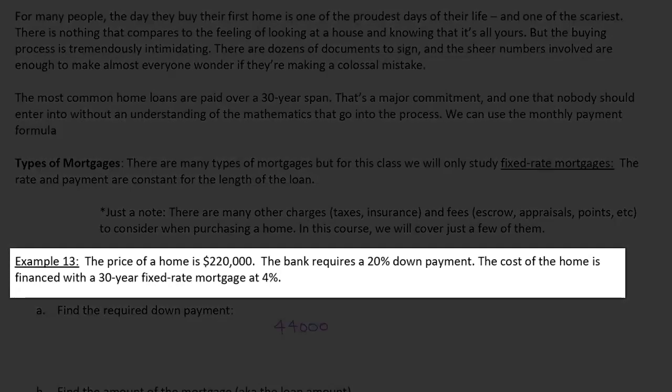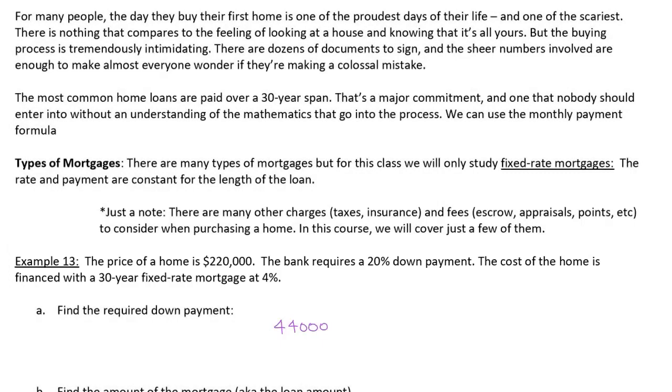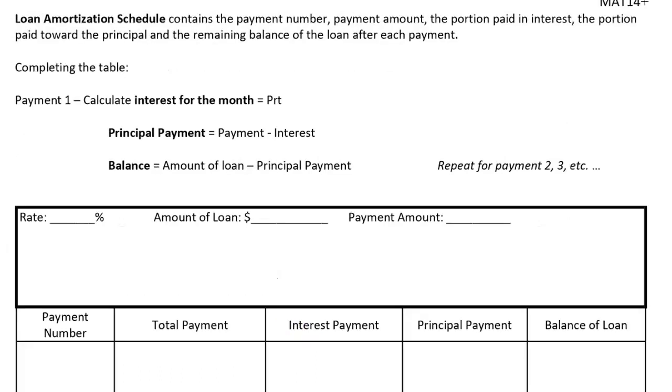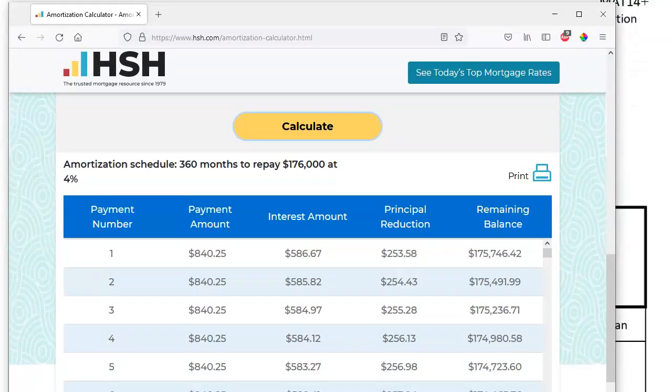We have the price of a home at $220,000 with 20% down. The loan will be paid back over 30 years with a 4% interest. Now, before we start filling out the amortization schedule, I'd like to show you what we're going for. When a person gets a loan, and usually with a home loan, they will provide you the amortization schedule.